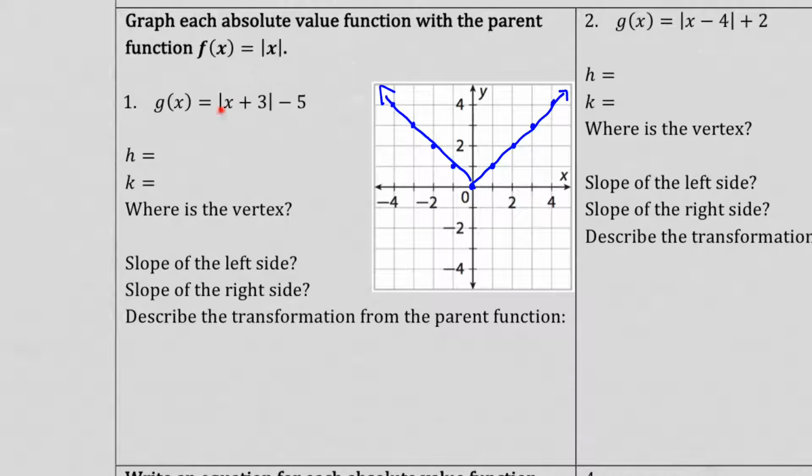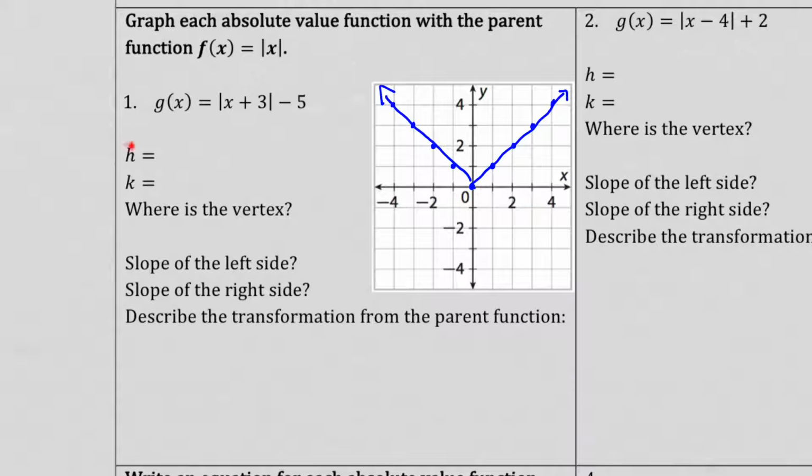Now for this one, I'm going to show you a couple of things that are going to make it very, very easy to graph. First of all, you've got to notice that it no longer looks like the parent function. It's been changed by adding a 3 inside the absolute value and subtracting a 5 outside the absolute value. Each of those two numbers has a name, a variable that we use for it. Each one of these two is called a parameter.